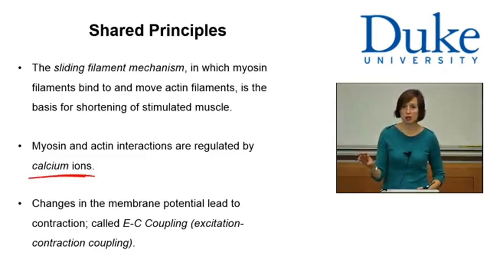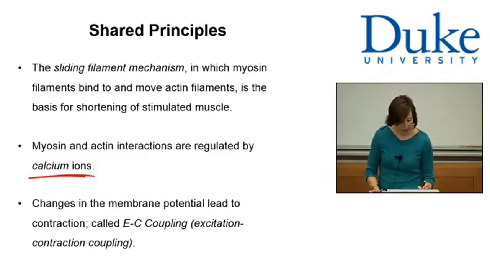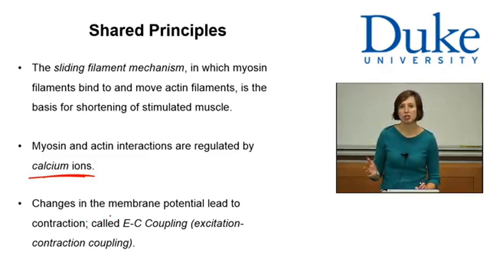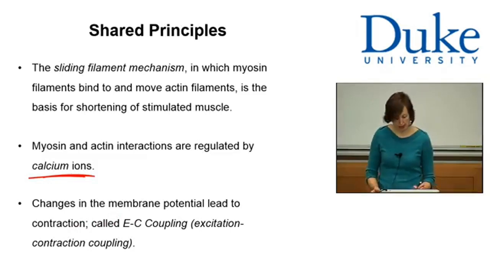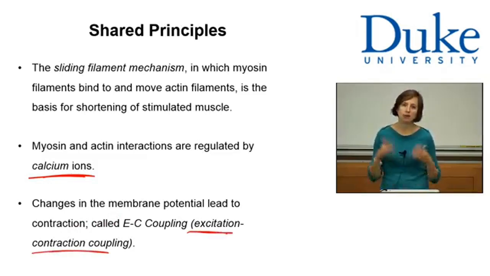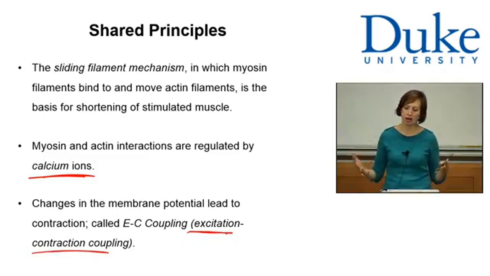The manner will be slightly different or radically different between the three muscle types, and we'll be talking about that in the future. And then, at least in some cases, if not all cases, depending on the muscle type, what is going to lead to contraction are changes in membrane potential. And so this is called excitation-contraction coupling. And we'll be talking more specifically about how that happens in each of the three muscle types.